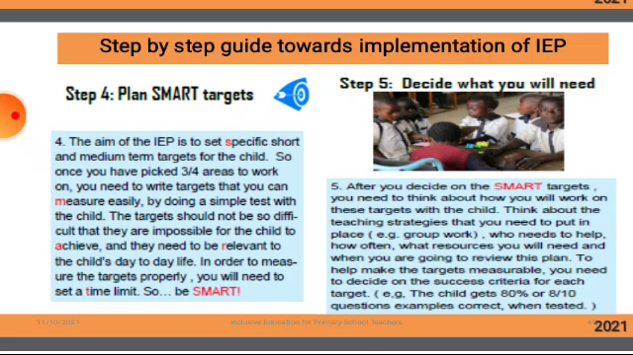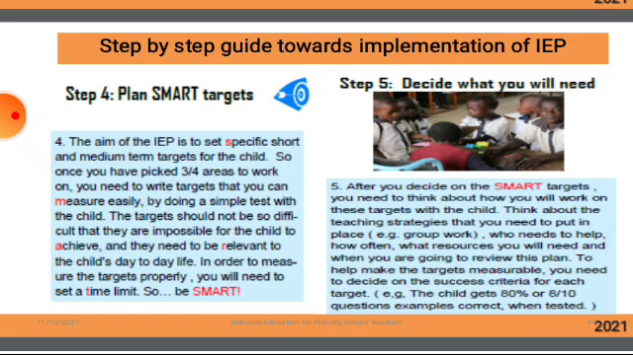In order to measure the targets properly, you will need to set a time limit. So it is what you call planning SMART targets. The fifth step is what we call deciding what you will need. In case you will need some materials, or other help from different locations, whatever you need, you decide what you need.